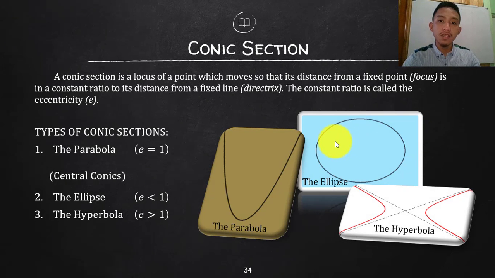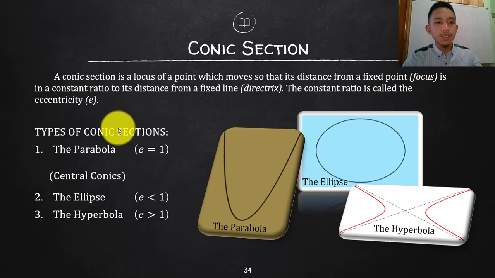So in the first place, what is a conic section? A conic section is the locus of a point which moves so that its distance from a fixed point, which is called the focus, is a constant ratio to its distance from a fixed line, which is what we call the directrix. That constant ratio of the distance to the focus and the distance to the directrix is called the eccentricity, which is denoted by the variable e.